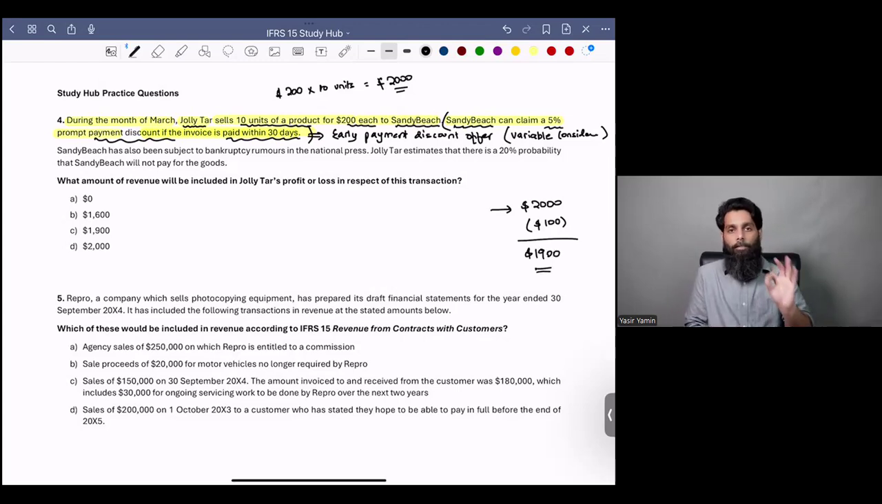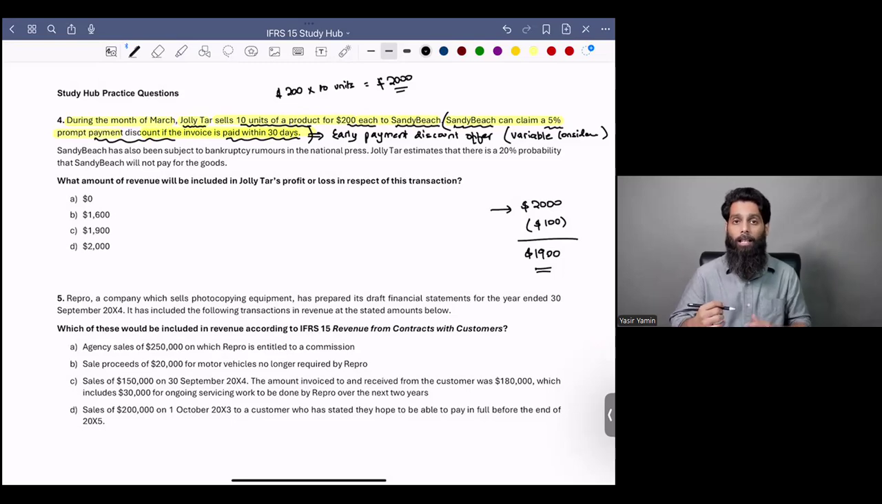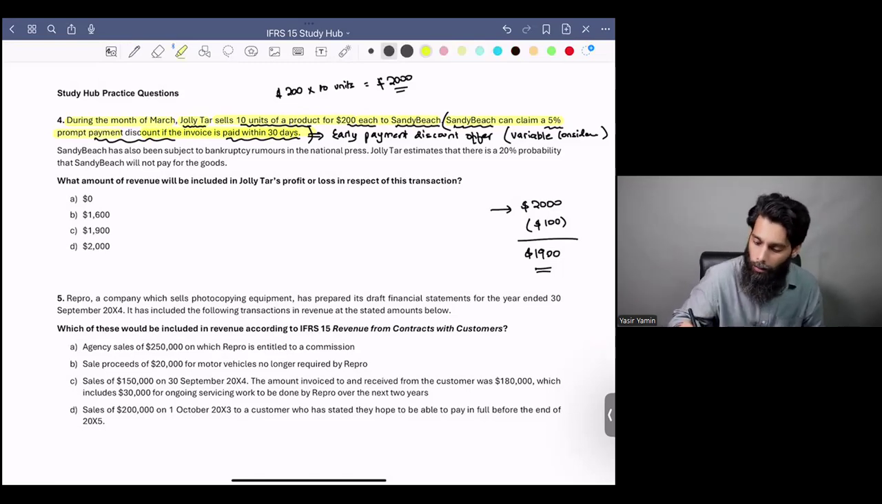You see, the definition of transaction price under IFRS 15 is that transaction price is the amount of consideration the entity expects to recover from the transaction. Make sense? The definition of transaction price under IFRS 15 is the expected amount of consideration that you expect to achieve from a transaction. If it is virtually certain that you will have to provide this discount because the customer will be paying in 30 days, then the true consideration, the true revenue figure should be 1,900.